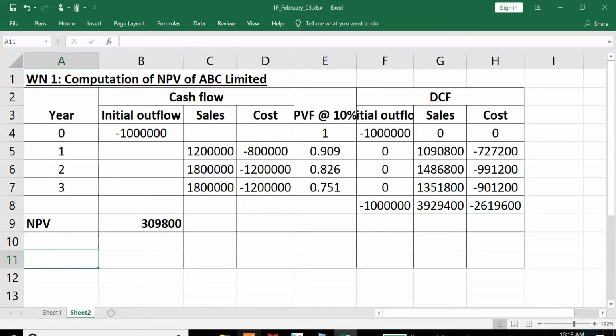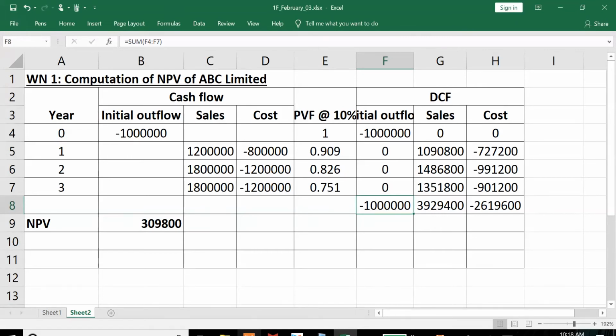Done? Can we discuss? Okay, now listen. See, I am generating an NPV of 3,09,800 because of 3 factors. One is there's an initial outflow, there's a sales, there's a cost. These 3 factors, if outflow goes up, NPV will come down. If sales come down, NPV will come down. If cost goes up, NPV will come down. So there is going to be an impact on NPV at every level.